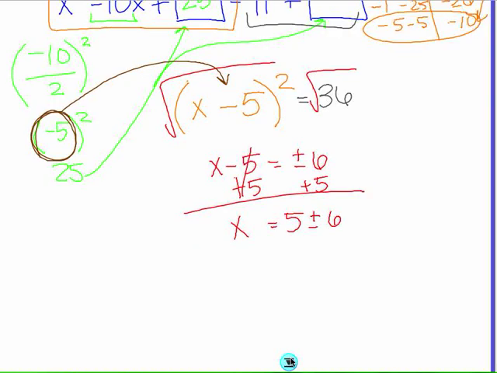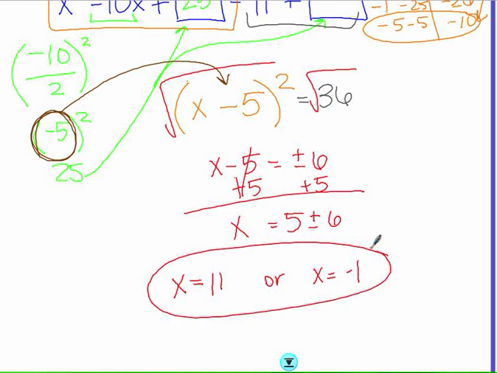So if I did 5 plus 6, I would end up with x equals 11. Or if I did 5 minus 6, x would equal negative 1. So both of these are solutions. And we found those solutions by completing the square.